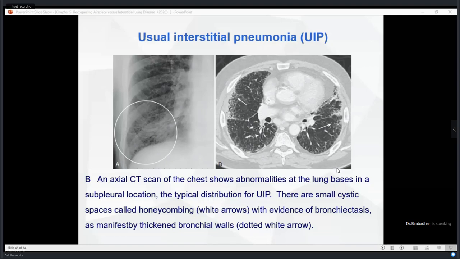Traction bronchiectasis is a characteristic feature of any kind of COPD, but particularly in COPD, we generally do not see these ground glass appearances and honeycombing appearance. So how can we differentiate bronchiectasis from usual interstitial pneumonia? Ground glass opacities and honeycombing are not there, but there are only thickened bronchial walls. So what is the characteristic feature of bronchiectasis? Tram tracking sign or railroad sign. Okay, that's what it is.